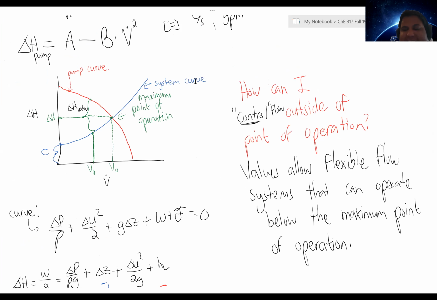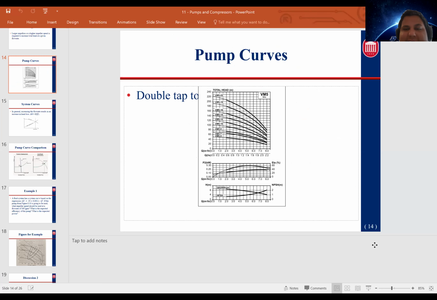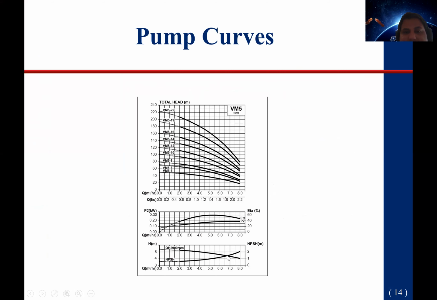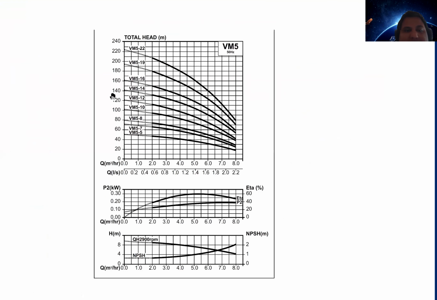Now, in general, if you look at pump curves by manufacturers, what you'll find is things are a little different. Primarily because, let's take a look at this curve here. Here, I'll see if I can do slideshow. So what you see is the total head added on the y-axis in meters and the flow rate of your flow system on the x-axis. And these are the pump curves for this system.